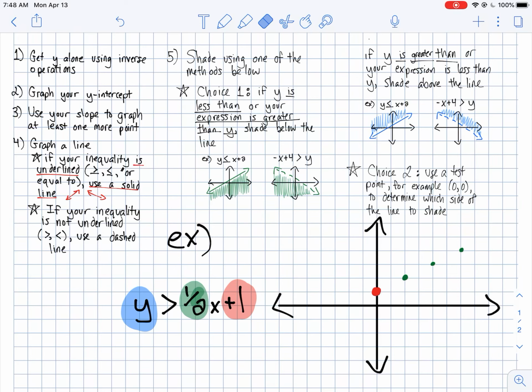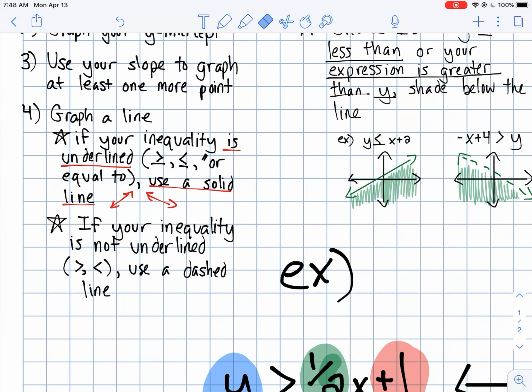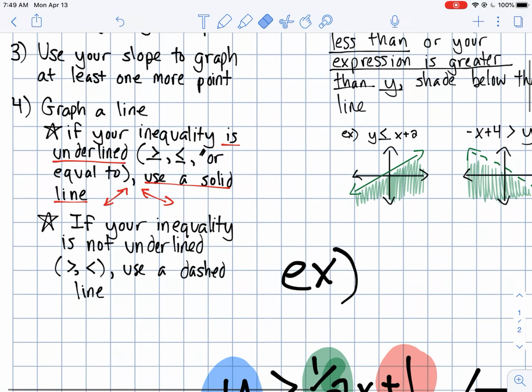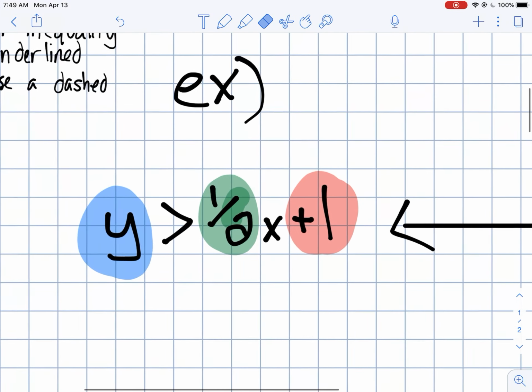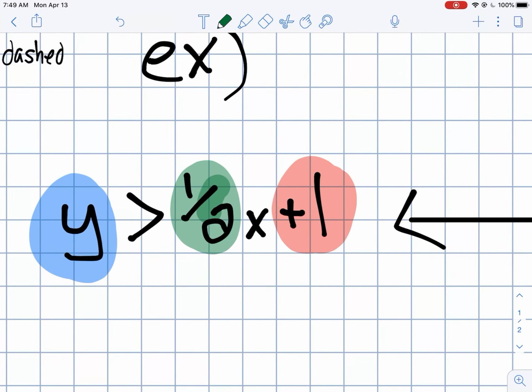So let's see. I've gotten y alone. I've graphed my y-intercept. I've used my slope to graph 3 more points. Now it's telling me graph a line. Now, here is what you want to bear in mind. If your inequality is underlined, like if it's an or equal to, you're going to use a solid line. If not, you're going to use a dashed line.